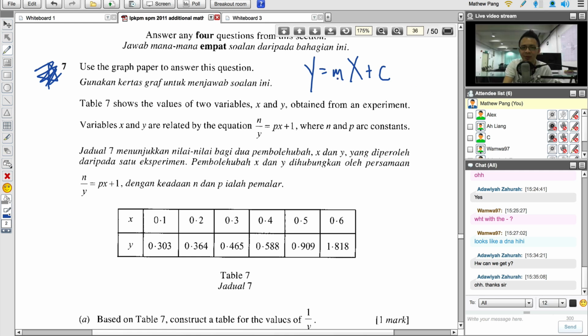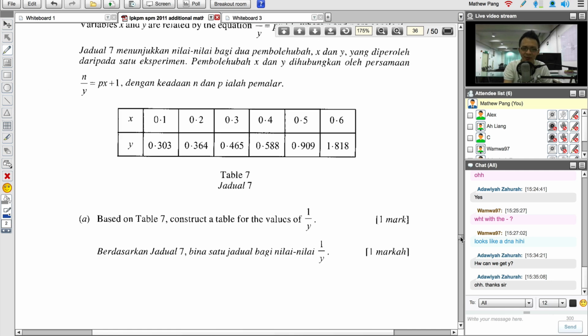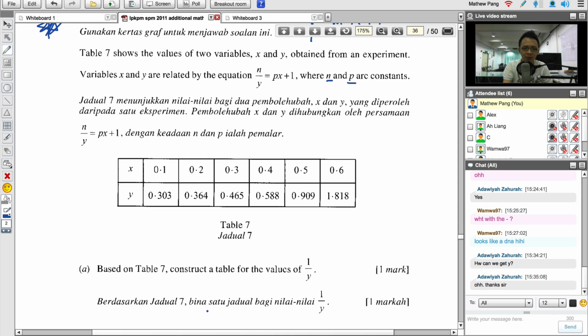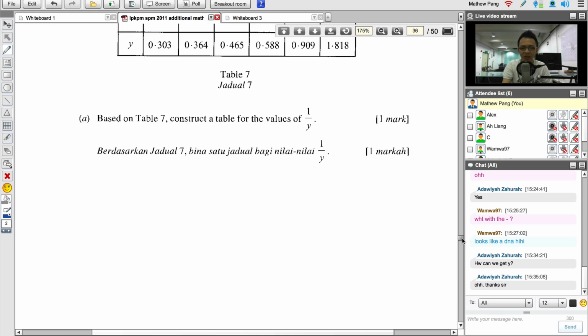Alright, so over here, he gives you some equation. This is n over y equals px plus 1. He gives you p and n, and p is a constant. Obviously x and y are variables. Based on this, he asks you to construct a table for the value of 1 over y. This is simple, so you just do 1 over y here.